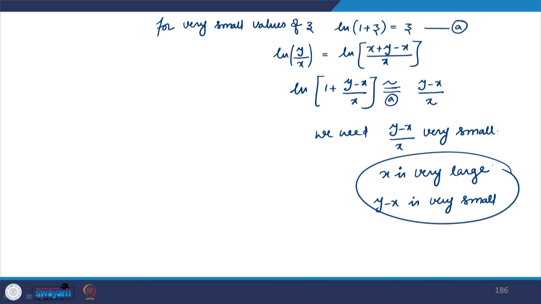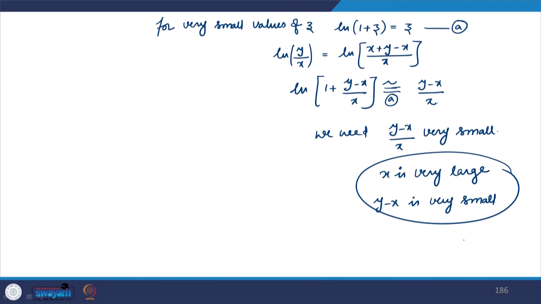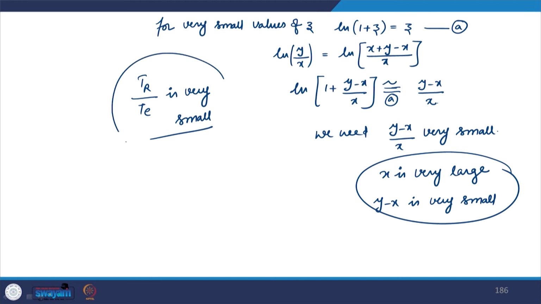Now, why are we discussing this in the first place? We are discussing this because we want to address how we can simplify this term ln T_E by T_R. So, for this approximation to work out, we will simply have to demand that T_R by T_E is very small. Okay. So, let us apply this. Let us call this B and let us call this C.